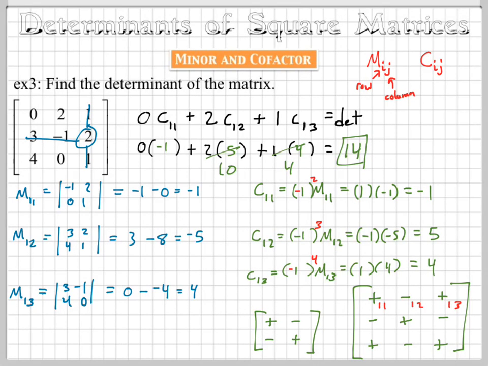Come on, guys. That is crazy. You can take any row, any column, and you'll get 14. Come on. That's not cool?